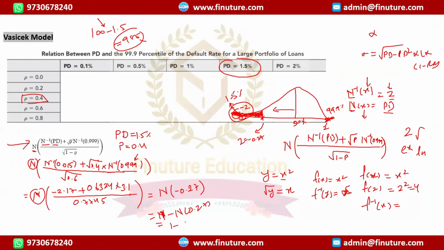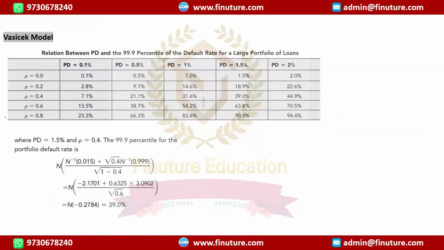So 1 minus 0.6064. Can you tell me how much it is? It is around 0.3936, so 39.36%. So this is the value for this pair when you have a probability of default of 1% and a correlation of 0.4. Let's see if we are correct.